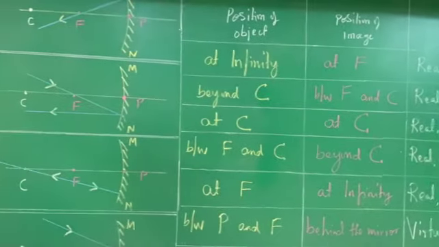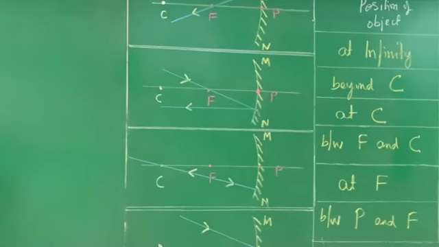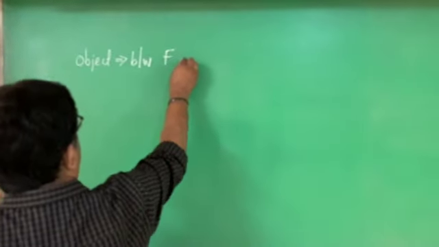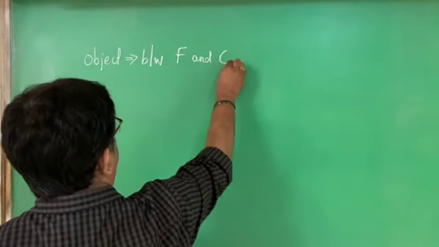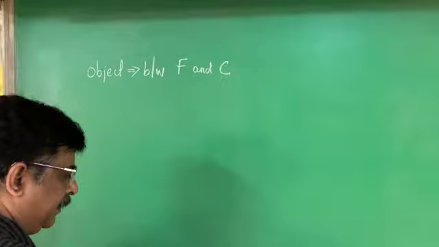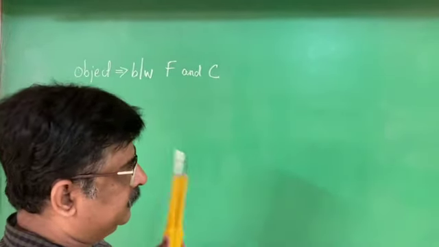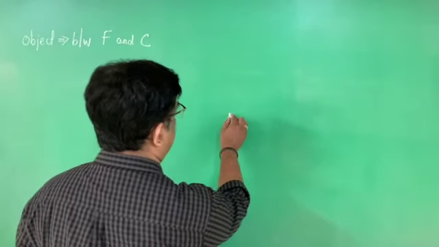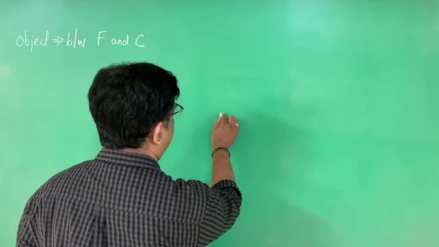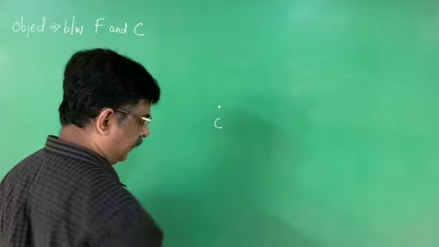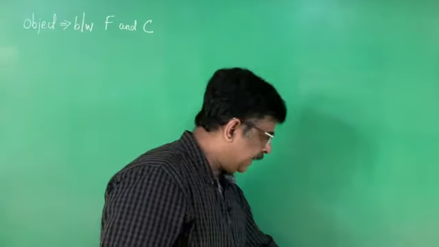Here, the object is placed between F and C. You have to write along with me. Take your paper and start writing. We have to mark a point on the principal axis and call that point the center of curvature, C. Then take the compass.